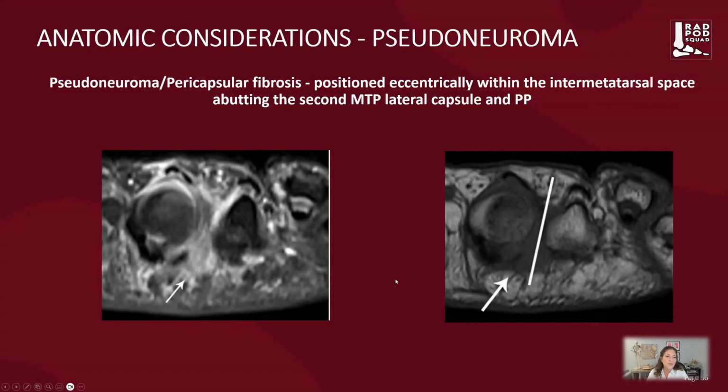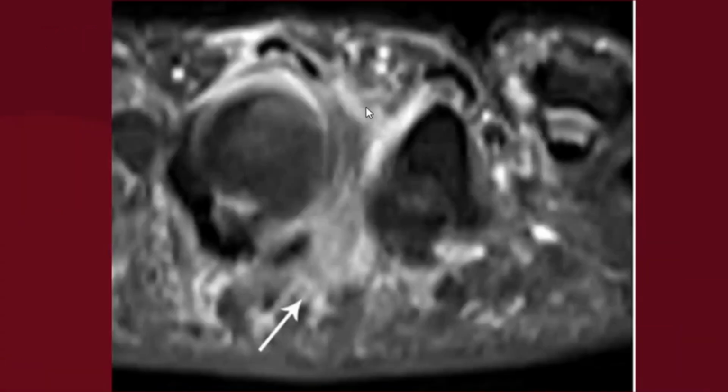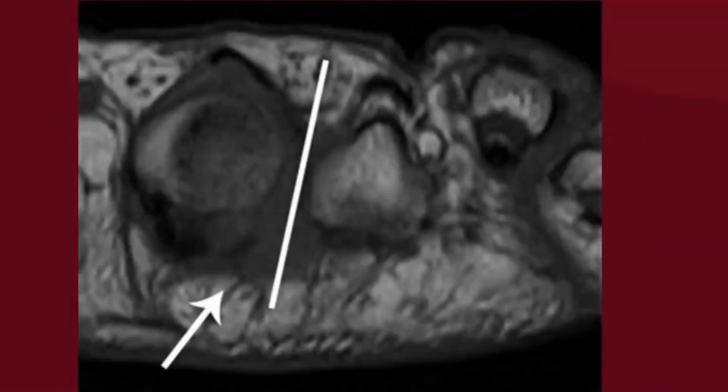Now let's highlight pseudoneuromas. Pseudoneuromas is the situation where you have eccentric pericapsular fibrosis within that intermetatarsal space. So let's take a look. We have the enlargement of the region of the intermetatarsal space, and within that we have the enlargement of the interdigital nerve, and we can see the elevated signal intensity denoting the pericapsular soft tissue swelling. And on T1 weighted image, we can see that that has replaced the fat and created a fibrofatty inflammatory change that's lying closer to the second MTP joint capsule in a situation that's best termed out as a pseudoneuroma.